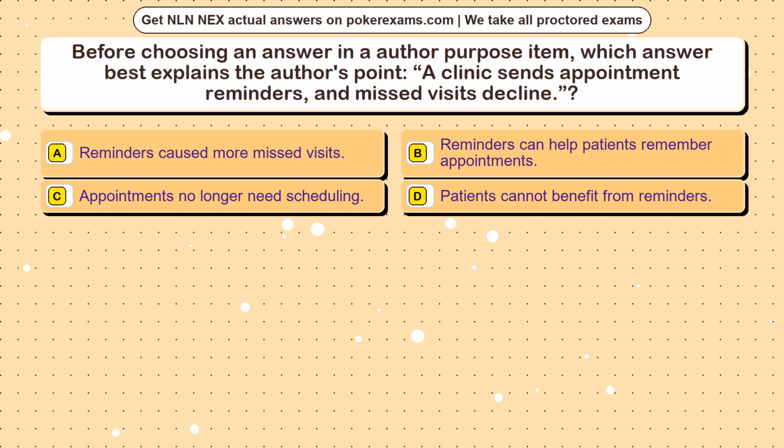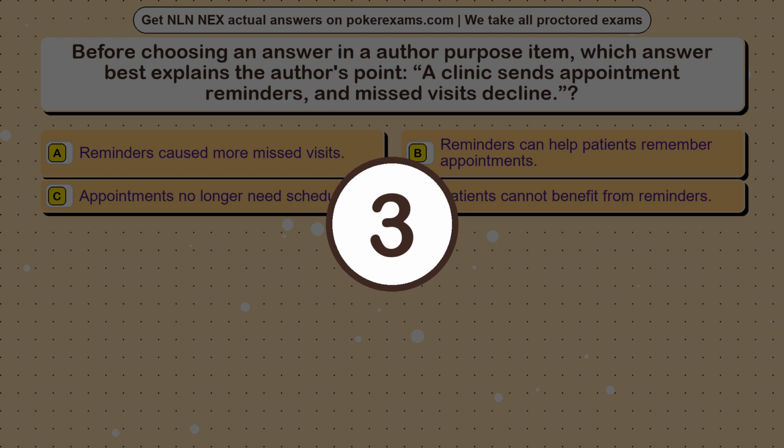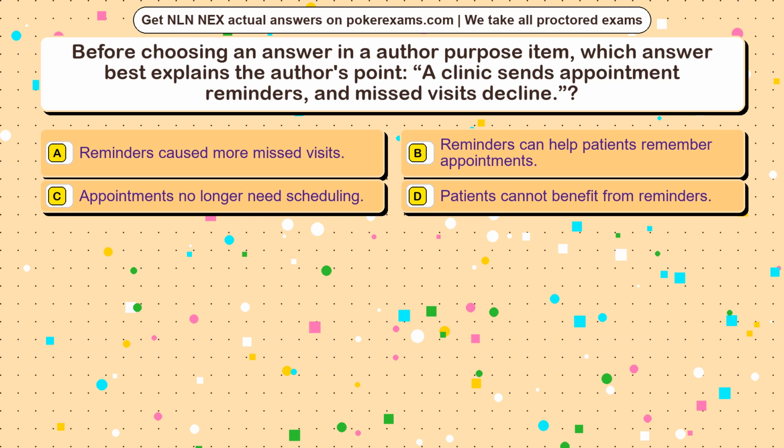Question 9. Before choosing an answer in an author purpose item, which answer best explains the author's point? A clinic sends appointment reminders, and missed visits decline. Option A, reminders caused more missed visits. Option B, reminders can help patients remember appointments. Option C, appointments no longer need scheduling. Option D, patients cannot benefit from reminders. The correct answer is option.